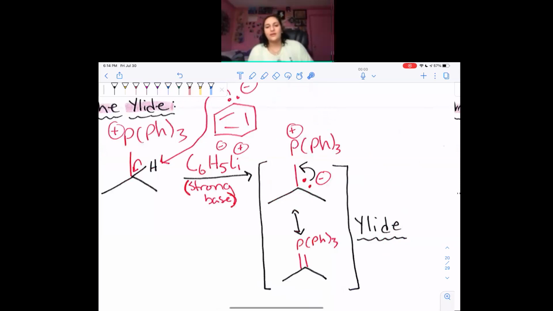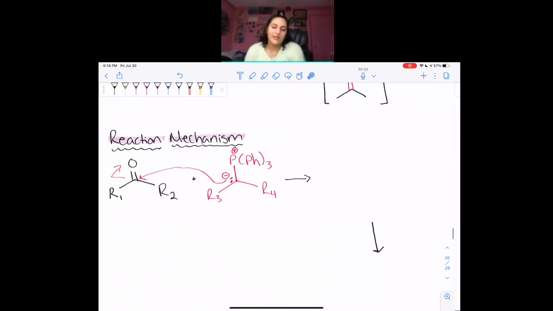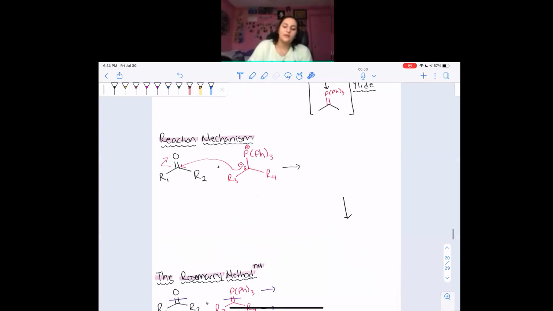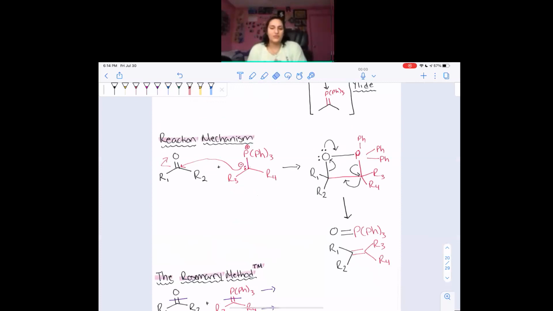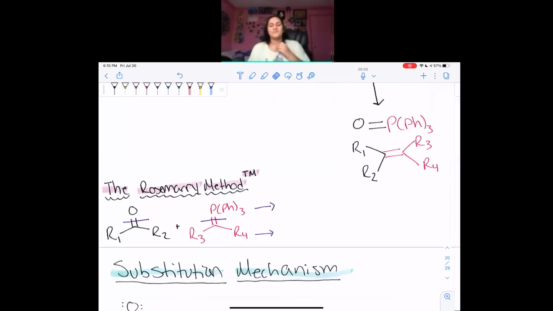And please remember, there are 2 resonance structures of the ylide that you have to be familiar with, either the double bond that's neutral or the single bond that has a minus and a plus. Once we have the ylide, we can do our reaction, and I will give you the answer to this just so you have it, but I'm not going to bother going over the box method. We're going to do the Rosemary method because that's my favorite way to do it.